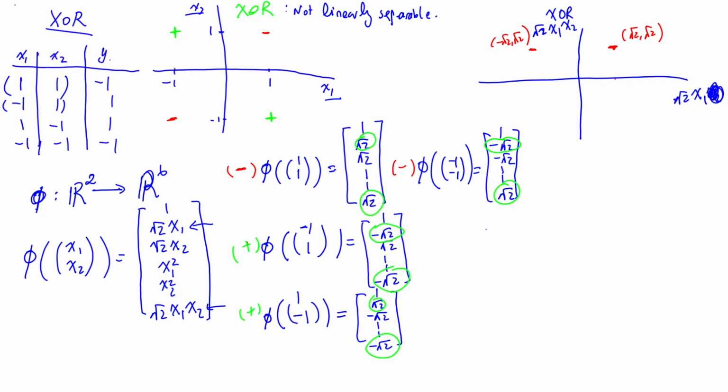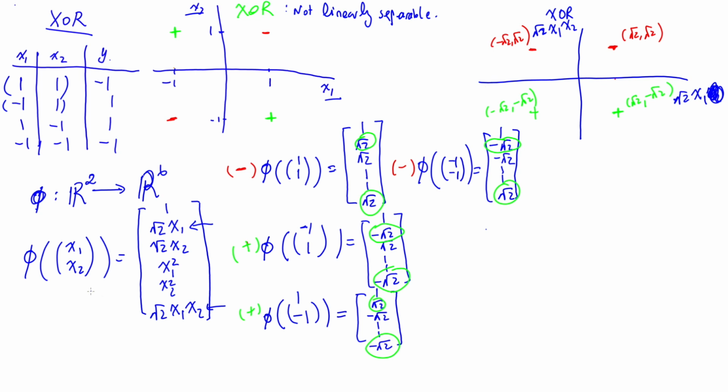Okay, and now looking at the positive points. Well, negative 1, 1 is going to be negative root 2, right? So let me use the green. So this is negative root 2, and the last point, 1, negative 1, that's going to be root 2, negative root 2. Okay, so that's going to be here. Root 2, negative root 2. And so it's pretty obvious now that you could use a linear classifier to basically separate these points perfectly. Okay, so the transformed data is linearly separable.